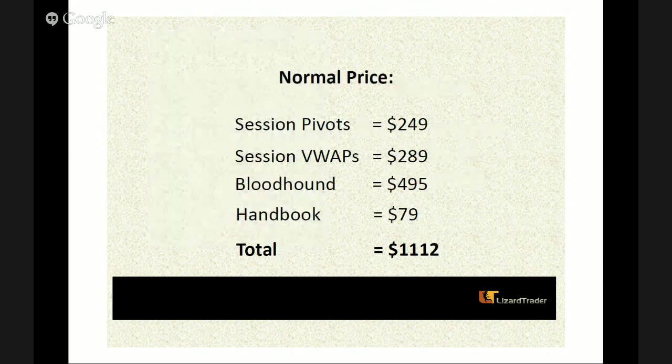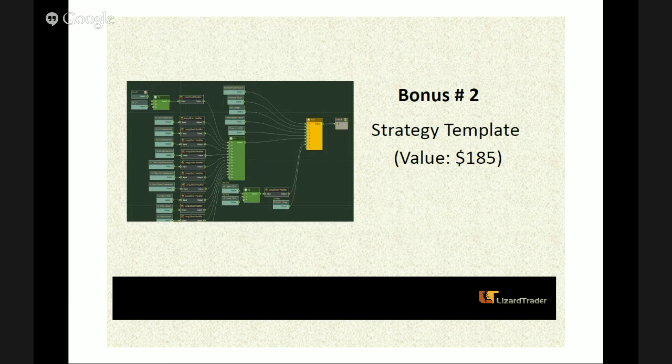Normal price for this is just north of $1,100, and then we have the second bonus, the strategy template that I've shown you today. I think quite a solid concept, and you can really use this to build and make your own sophisticated trading system using this as a basis for that.